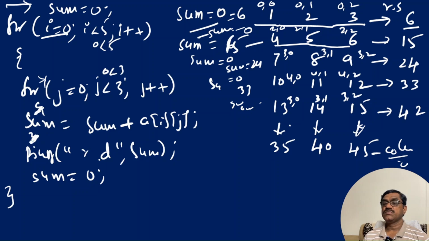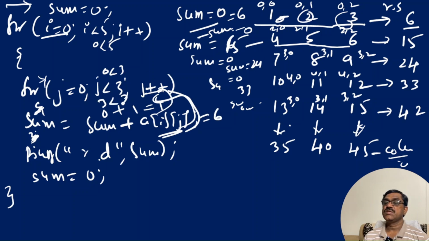Actually this opening brace and closing brace are not required. You write sum equals 0 plus a of i j, with i and j both 0, a of 0, 0 means 1. This 1 is added, 0 plus 1, 1. Now again we are moving for j and we are adding 2. Next we are adding 3. So the final sum value becomes 6. Next j value becomes 3, and 3 is less than 3? No, this becomes false. When this becomes false, the sum statement is not executed. Now we go for the printf and it prints the sum.